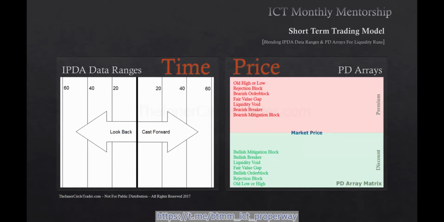If price is in a premium market, obviously working from the market price up, we will be looking for a bearish mitigation block, a bearish breaker, liquidity void, a fair value gap, a bearish order block, a rejection block, an old high or an old low. From the market price and below, for a discount market, we would be looking for a bullish mitigation block, a bullish breaker, liquidity void, fair value gap, bullish order block, rejection block, old low or old high.